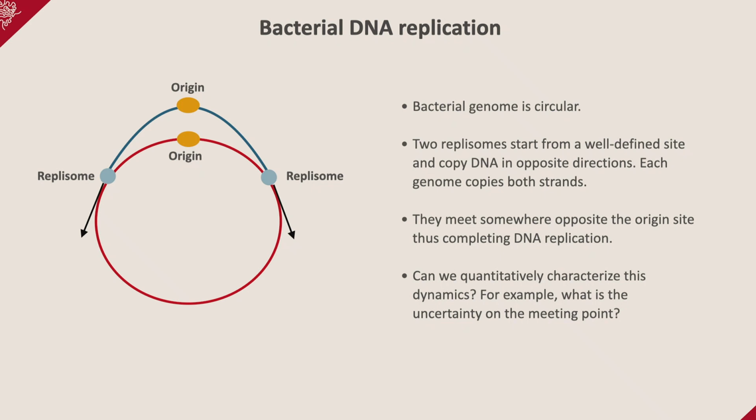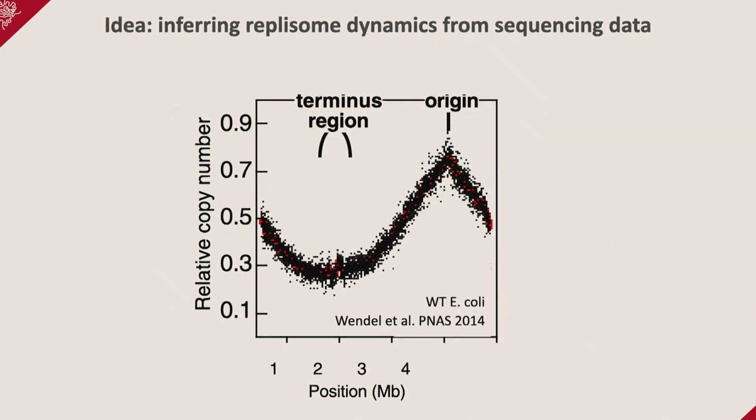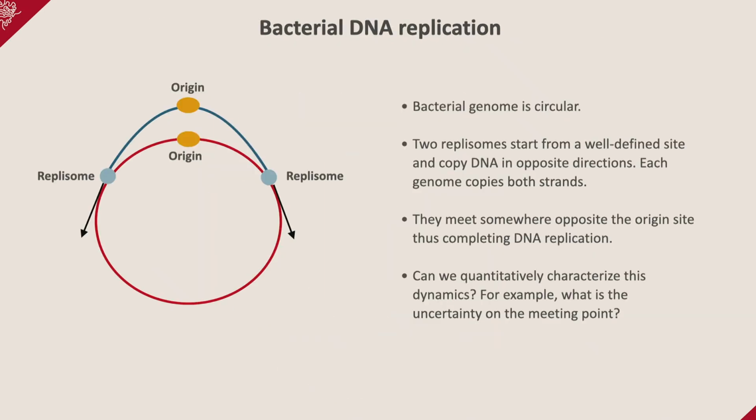So often bacteria have their genome organized in a single circular chromosome. And there is a replication that starts at a well-defined site called the origin. There are two machines called replisomes. There are these big molecular assemblies that replicate the genome. There are two of them. They both bind at the origin, but they proceed in opposite directions. So one goes clockwise, and the other goes counterclockwise.